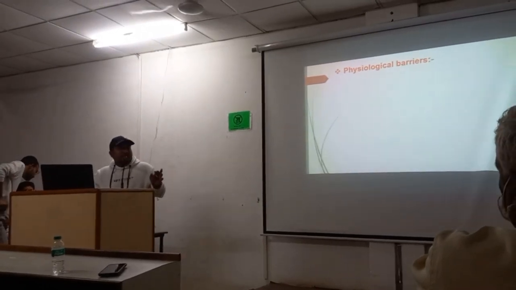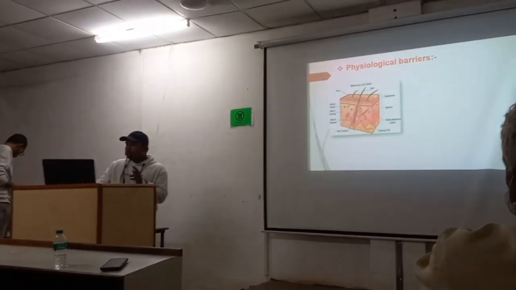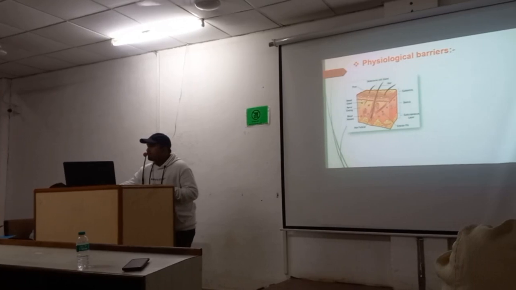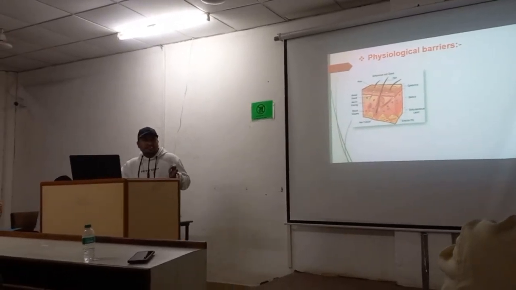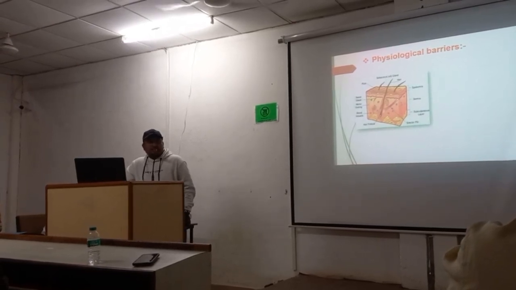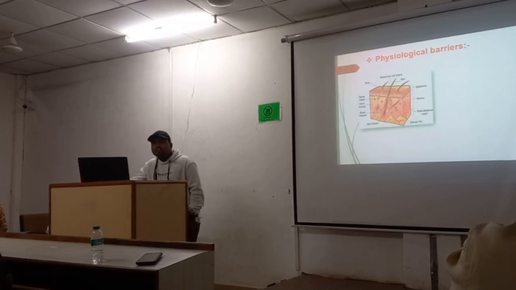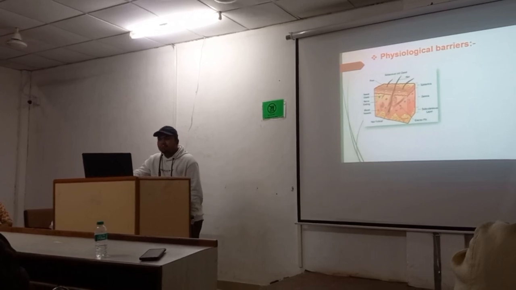Physiological barrier contains skin. It is a cross section of the skin where two glands are present, sweat gland and sebaceous gland. The sweat gland secretes sweat and the sebaceous gland secretes oil. Sweat contains lysozyme plus salt which kills the pathogen, and oil is responsible for giving strength and moisture to the epithelial cell.